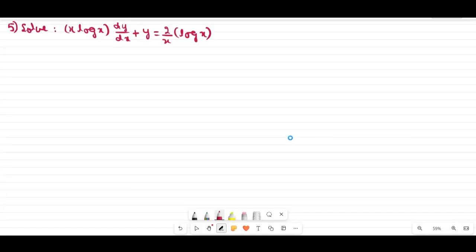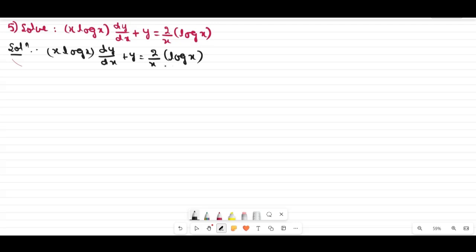Let us move to the fifth question. x log x into dy by dx plus y is equals to 2 by x log x. So see there, actually in this question, this is not in the standard form, isn't it? So let me convert it into standard form. Let us write the problem first. x into log x into dy by dx plus y is equals to 2 by x into log x.